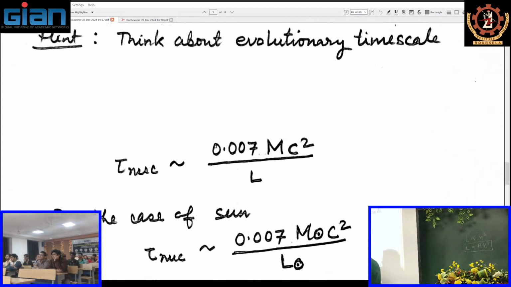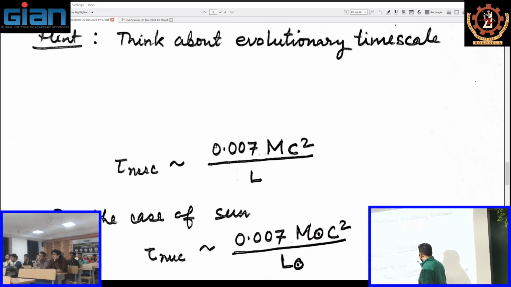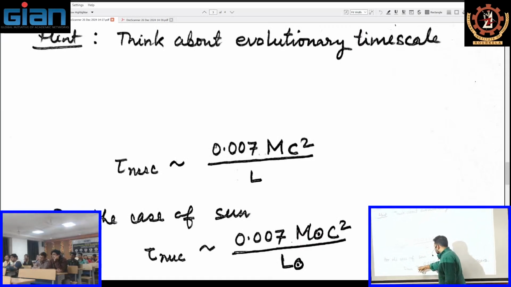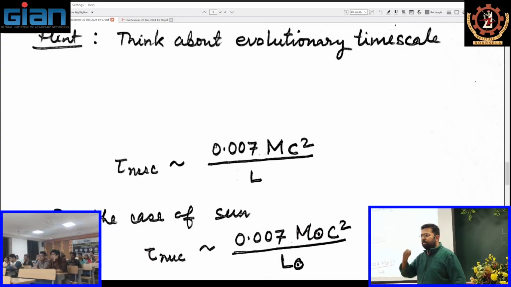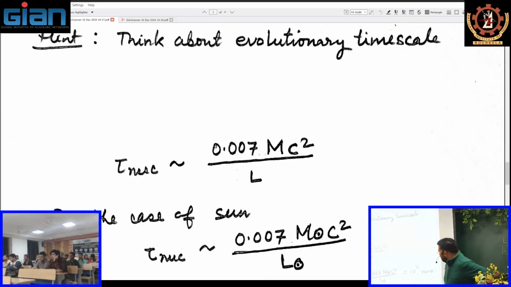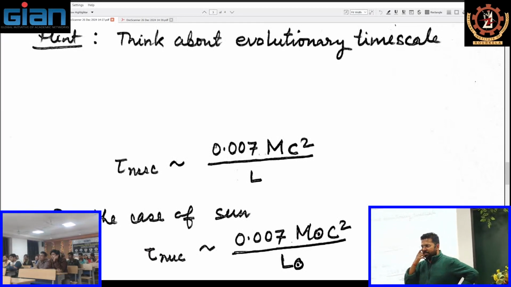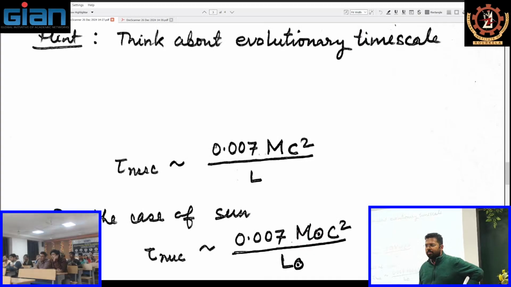Okay, so I'm representing this L for the case of Sun. In the case of Sun, you replace m by the solar mass and L by the solar luminosity, and if you compute it, you will get a time. And this time is of the order of. Is it correct? Do we expect that? If yes, why? If not, why?